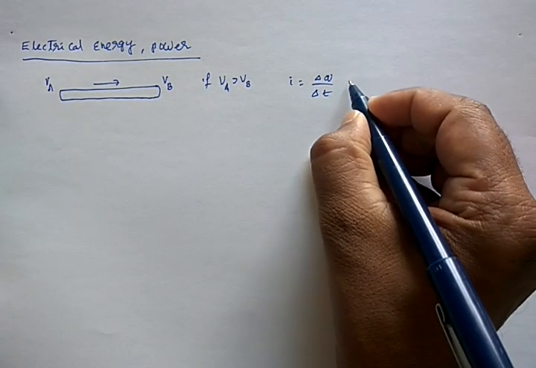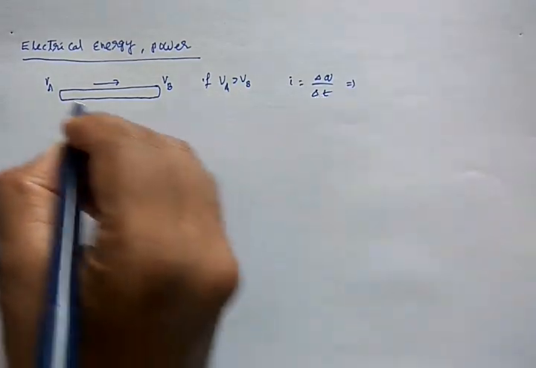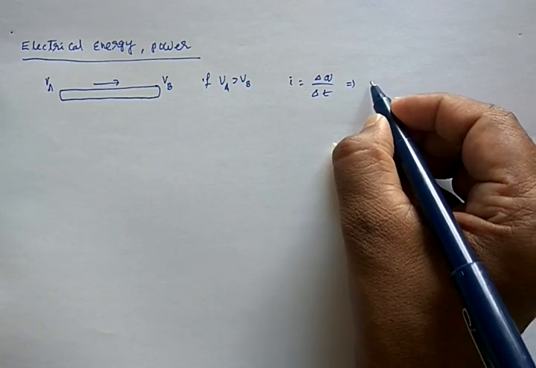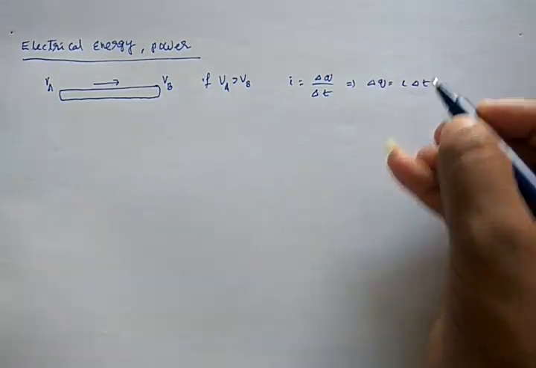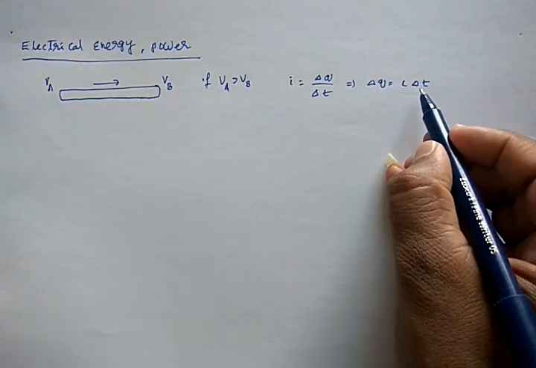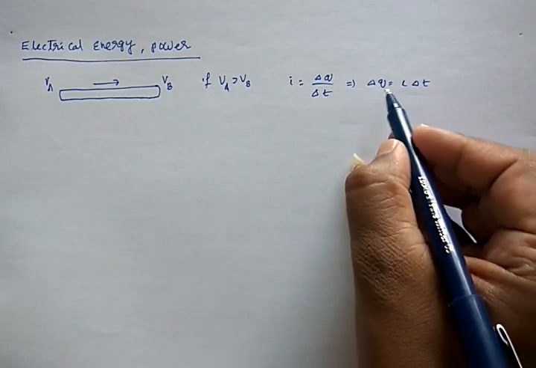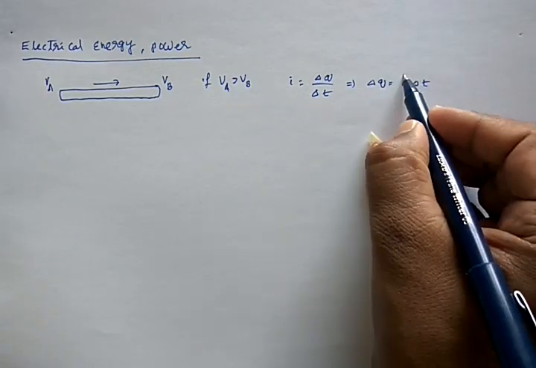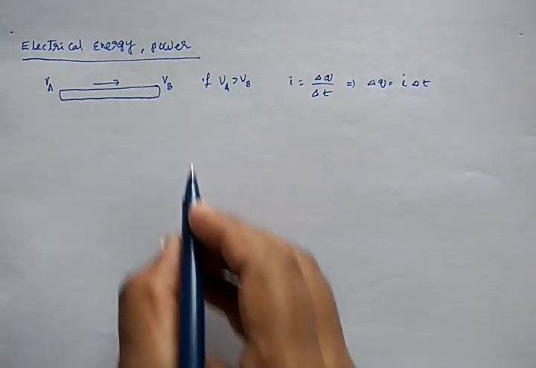So if you wait for delta T time, the amount of charge that goes from this end to that end is delta Q equals I delta T. When this charge goes from here to there, what is the change in potential energy of this charge? Let us calculate that.